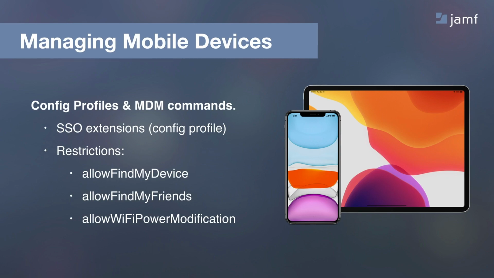Now, in both iOS and iPadOS, there are certain configurations or certain MDM commands that have been updated and added that are really going to help with managing those devices. Specifically, if I look at it from a Jamf Pro perspective, there are SSO extensions in the configuration profile. Again, that's that single sign-on extension that we talked about just briefly. But then if we also look at it from the restriction standpoint, in both Jamf Now and Jamf Pro, we have the ability to either disable or allow Find My Device, Find My Friends, or the Wi-Fi power modification. All of those are available within Jamf Now as much as they are in Jamf Pro. So we wanted to make sure that those major elements were found in both systems. So we'll take a look at what those are and where to find them as we move forward.